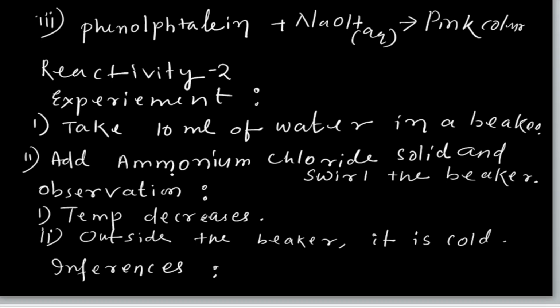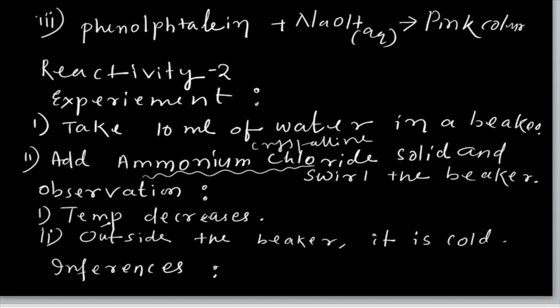Now in the second experiment, you take water in a beaker, add solid ammonium chloride and swirl the beaker. Then what happens? Now you can observe that ammonium chloride is a colorless crystalline solid. So what happens when ammonium chloride is added to the beaker which contains water and swirled? Observation.